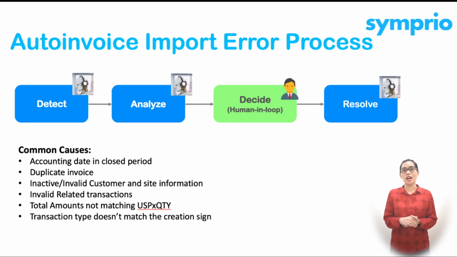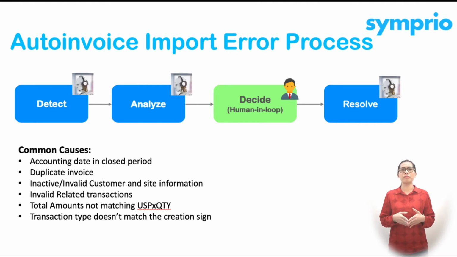Common causes are: accounting date is in a closed period, duplicate invoices, inactive or invalid customer and site information, invalid related transactions, the total amount doesn't match the unit selling price multiplied by the quantity, or transaction types that don't match the creation sign. In this process, the robot creates a task for business users to provide inputs for fixing the errors and notifies them via email, and also pings Microsoft Teams or Workplace. The robot routes the communication to appropriate business users based on operating unit, batch source, and error.